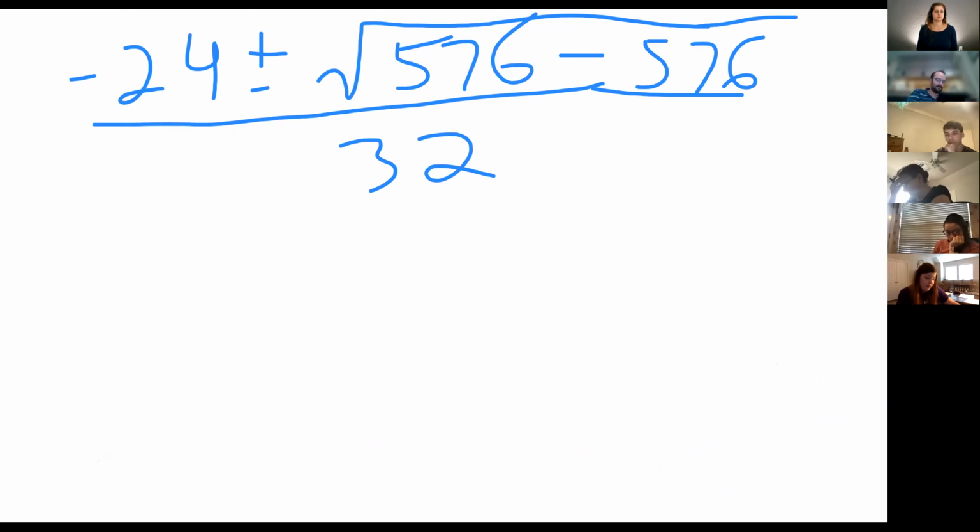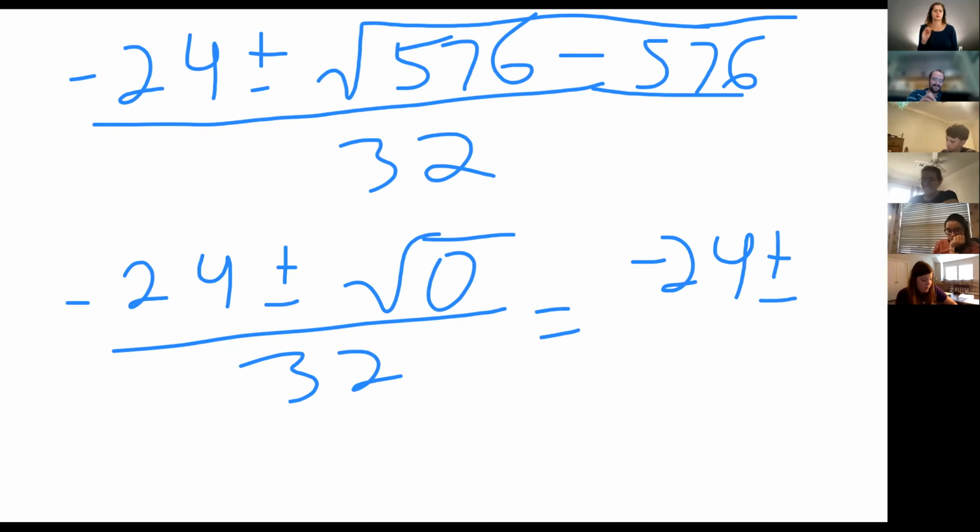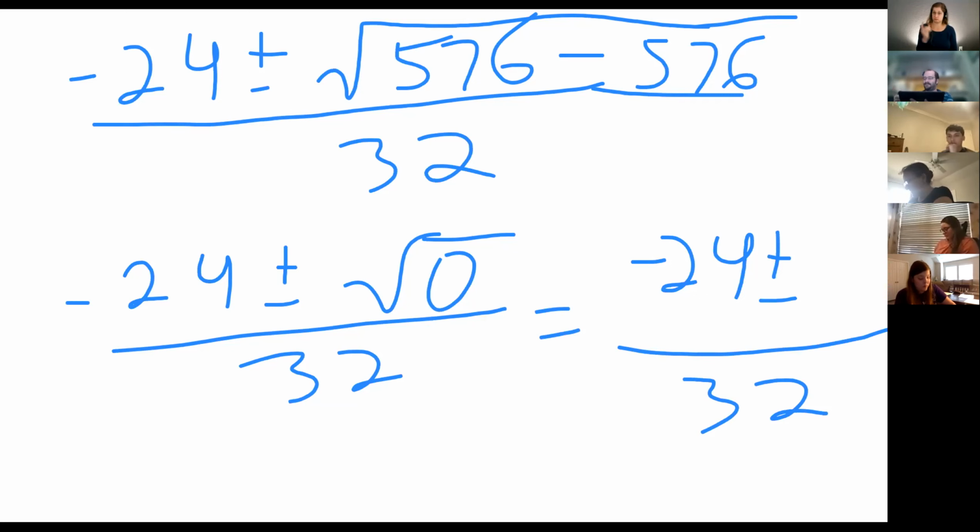It would be negative 24 plus or minus the square root of 0, over 32. What is the square root of 0? No, of course not 100. It's 0. The square root of 0 is 0, is that right? Yes. Is 0, 0 a point on a square root graph? Yeah, that's it. 0 times 0 gives us 0. The square root of 0 is 0.